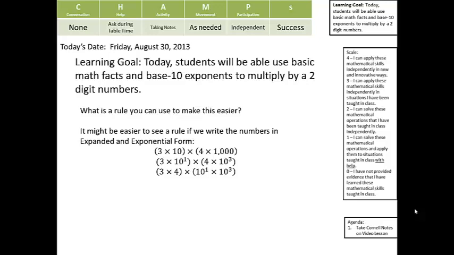Now we can use the associative property and regroup. So we put the 3 times 4, which we know is our basic fact, and it's equal to 12. And then we can combine our base 10 numbers, 10 to the first power and 10 to the third power. When we solve those, the 3 times 4 is 12, the 10 to the first power times 10 to the third power is 10 to the fourth power. And then when we expand it back out and turn it into standard form, we see our answer is 120,000.